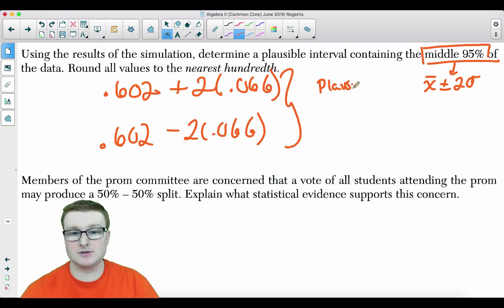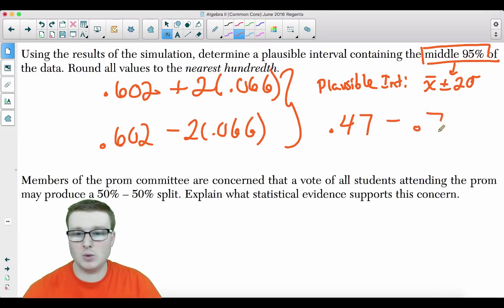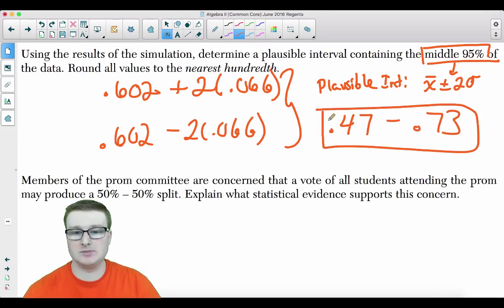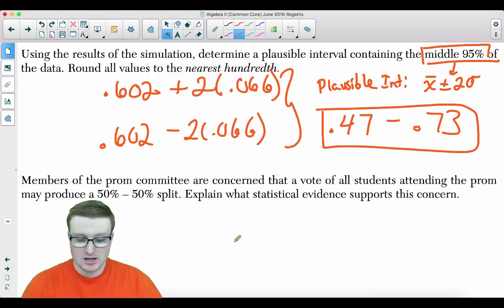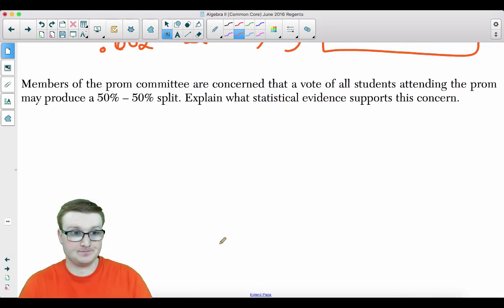So the plausible interval is this, from 0.47 to 0.73. That is the plausible interval in this case. So they have that. Then there's a follow-up question.